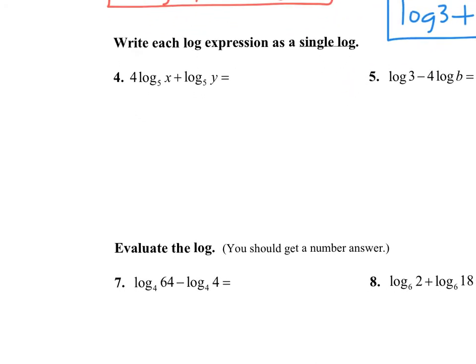All right, number 4 here. Now we're writing it as a single log. So we're doing the opposite of what we just did. It was expand it. Now we're saying simplify it. Bring it down to 1 log. So we know it's log base 5 of what? X to the 4th times y. Okay, you're multiplying. So x to the 4th times y. And that's your answer.